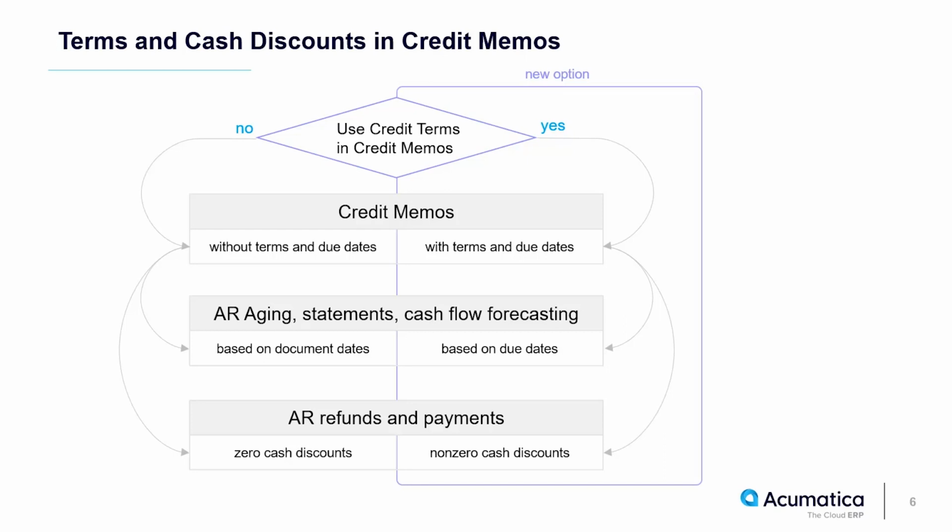Additionally, in AR agent reports, credit memos were aged based on their document dates, as they didn't have due dates. For cash flow forecasting, the document dates were also used.